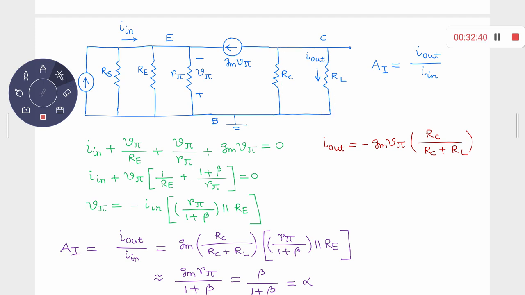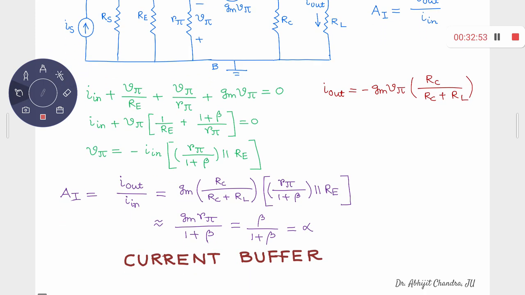So what is the current which is flowing through RL, this I out? It is Gm V pi times RC upon RC plus RL, right? And if you take this ratio, then your I out upon I in is coming out to be R pi by 1 plus beta, close to that. That is equal to beta upon 1 plus beta, and that is equal to alpha. That means there is no current gain. Alpha means close to one, but less than that. Yes. And that should be the case.